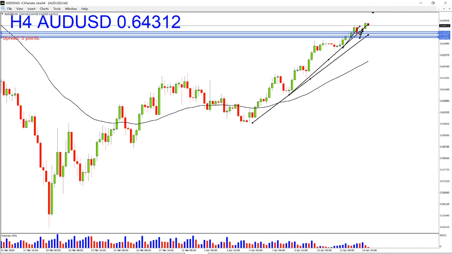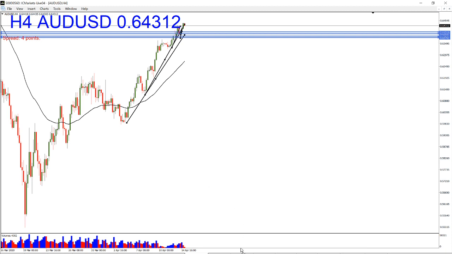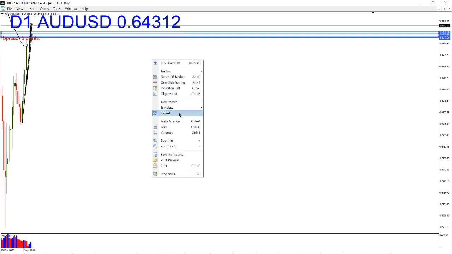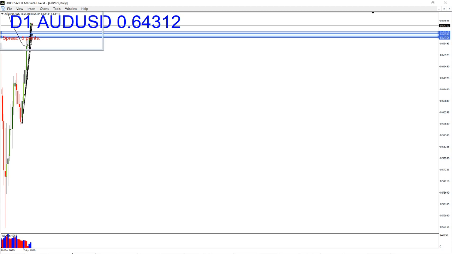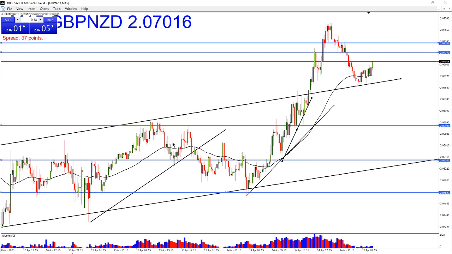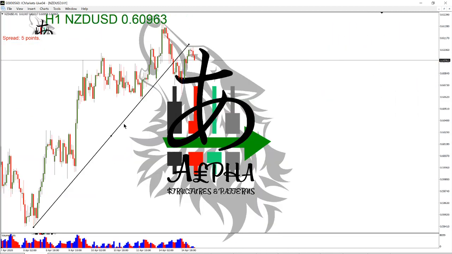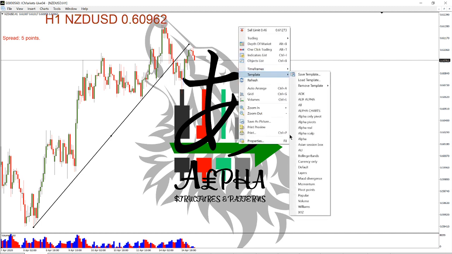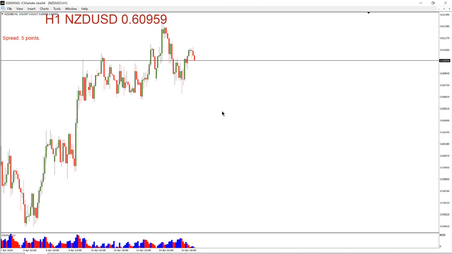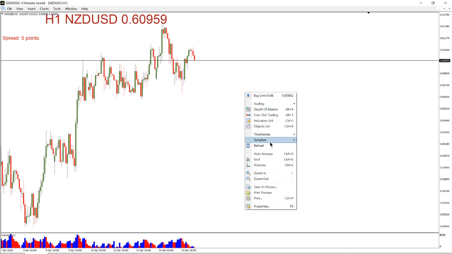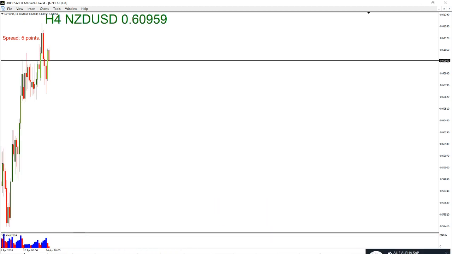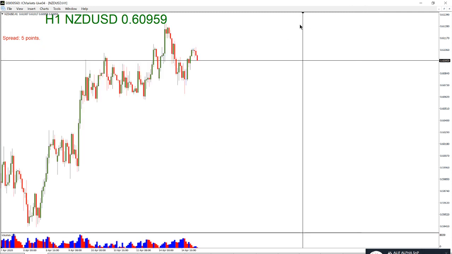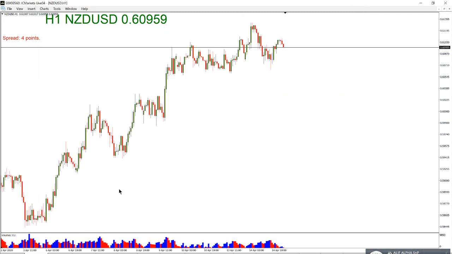What the hell is this? Why is it not moving? Let's see this one. Why is it not moving? Okay. This was our trend line.